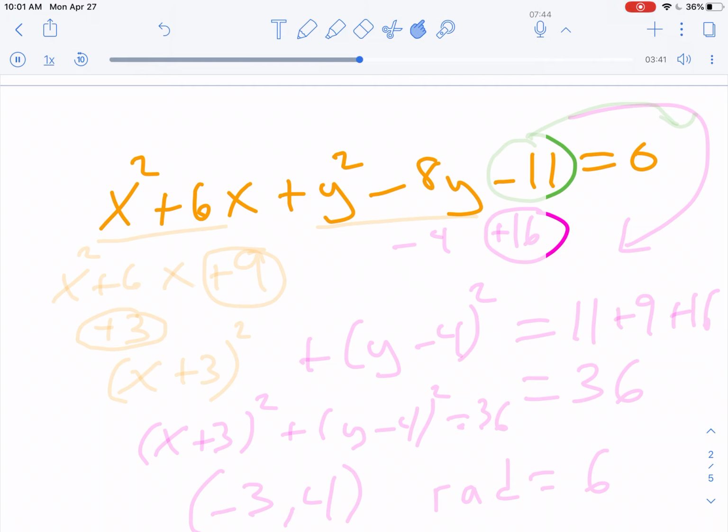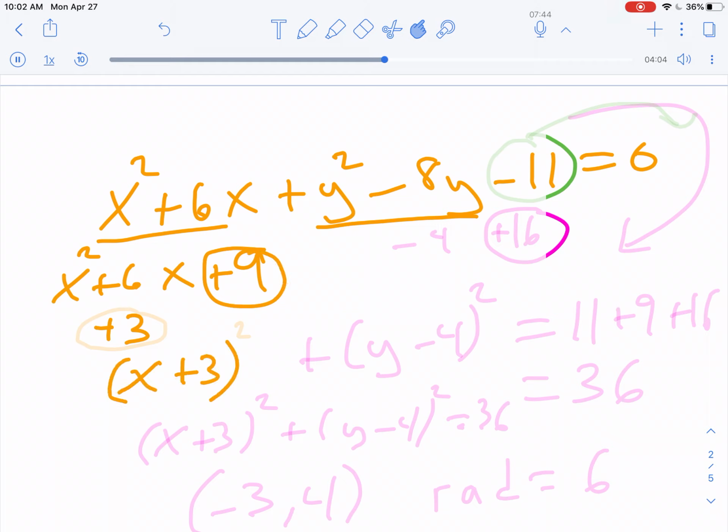Well, you want to make this a perfect square trinomial. So what we're going to do is complete the square. So let's take the first two, x squared plus 6x. If you remember, when we complete the square, we cut the 6 in half and square it. This then becomes x plus 3 quantity squared. Remember, whatever this number here is, that's what goes inside.